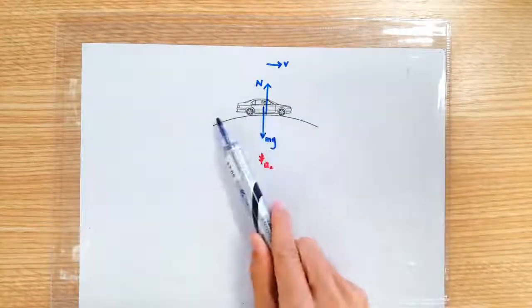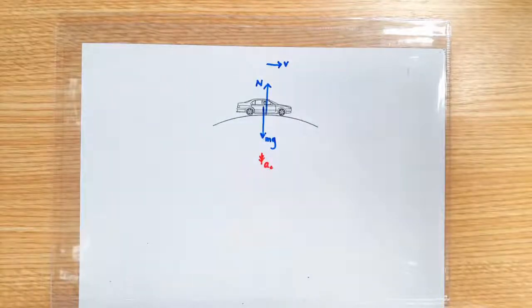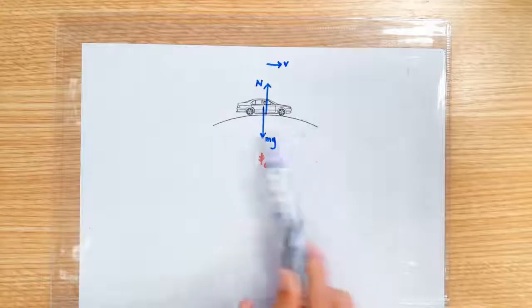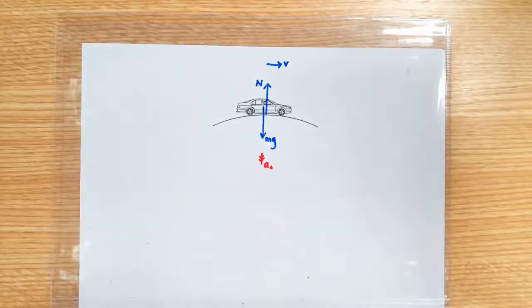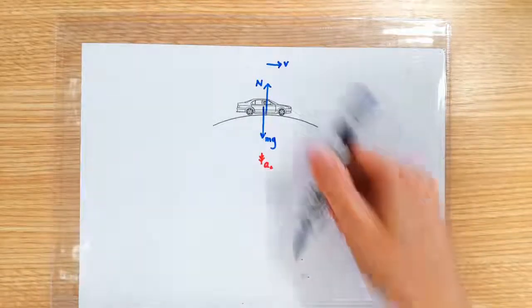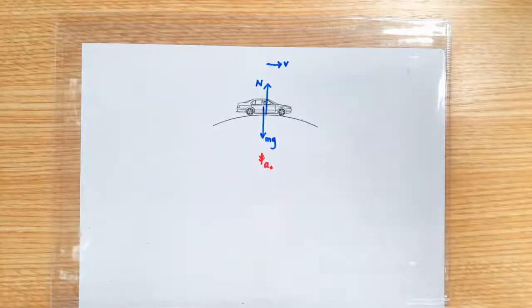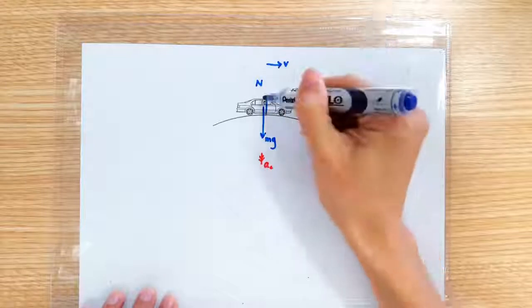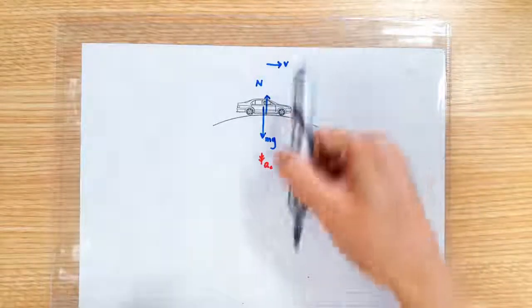But if the car is driving over the hump, then it becomes circular motion because the surface of the hump is part of a circular arc. So net force is no longer 0, the centripetal direction is downward, so normal contact force has got to be smaller than the weight now in order for the net force to be downward.